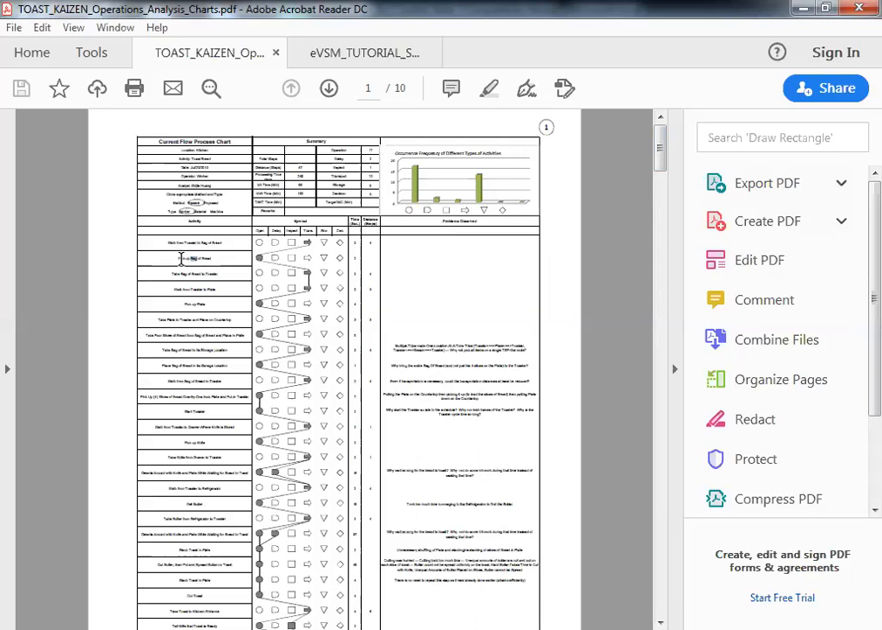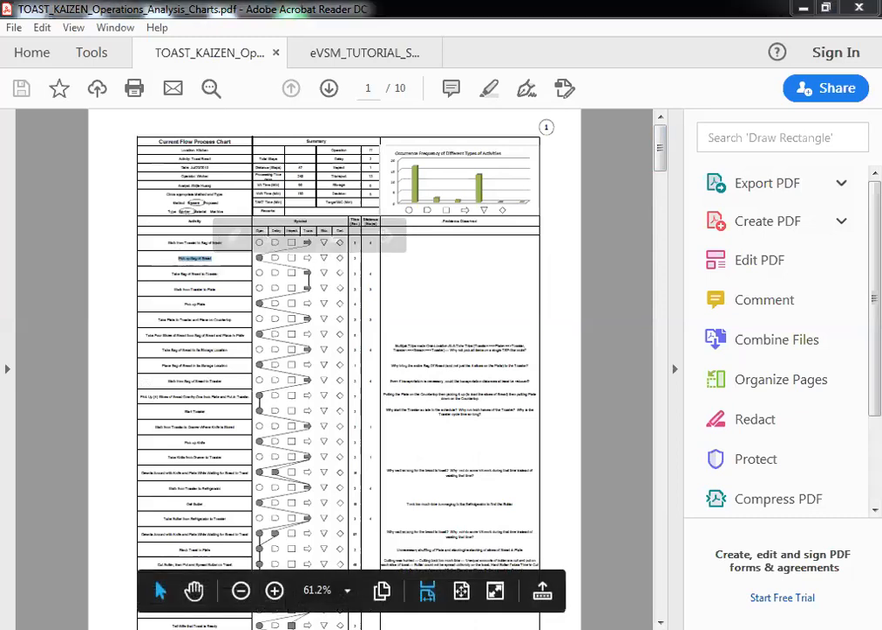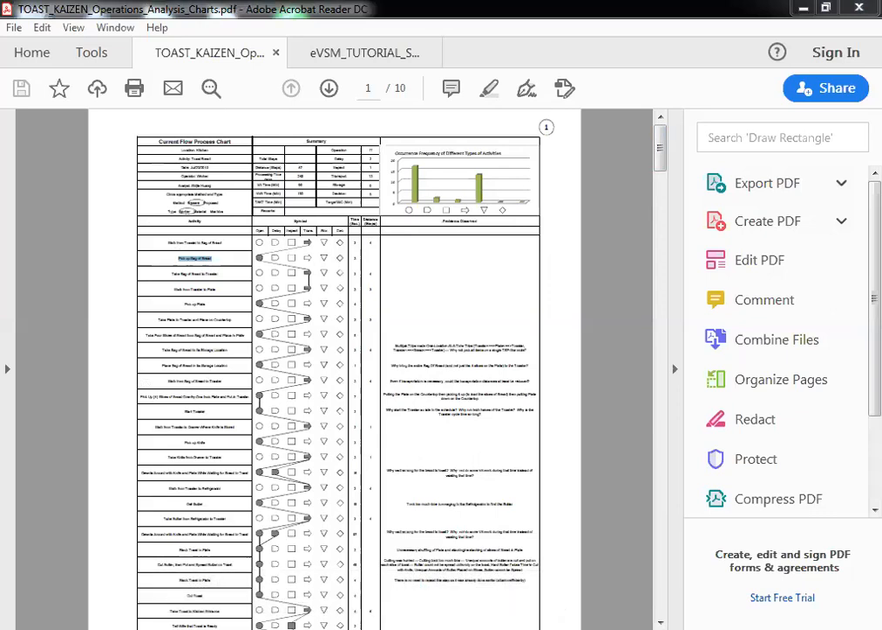Anyway, this step here says pick up bag of bread. This step is step number 2. It says pick up bag of bread. So if I go to the Gantt chart, you see step number 2. Step number 2 is pick up bag of bread. So who is connected by that step? The bread and the worker.